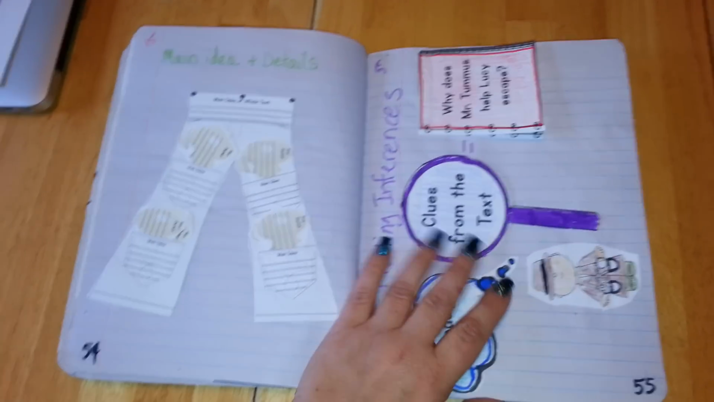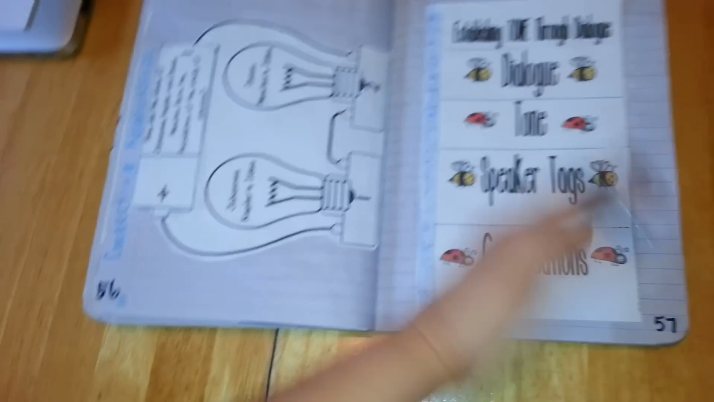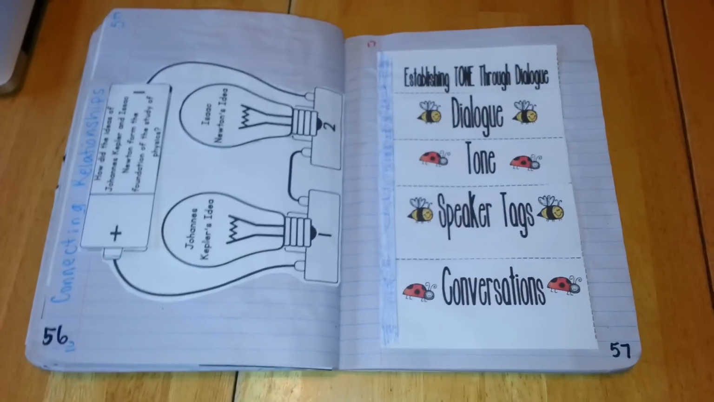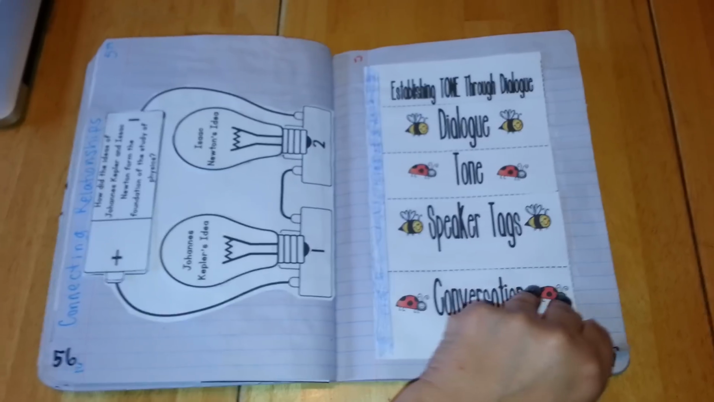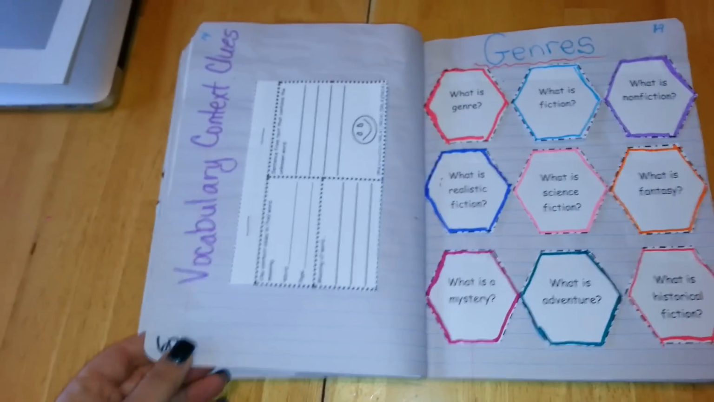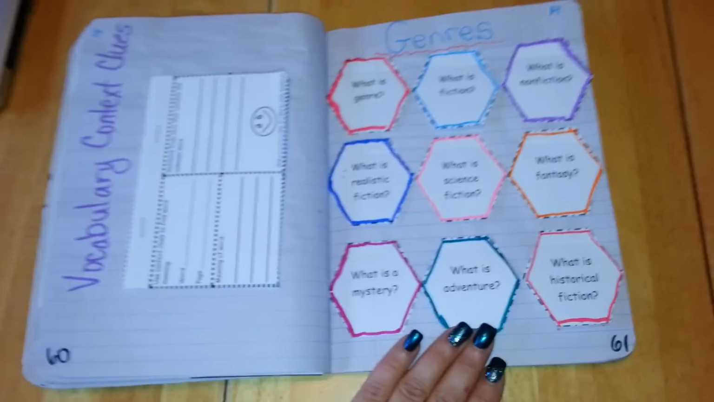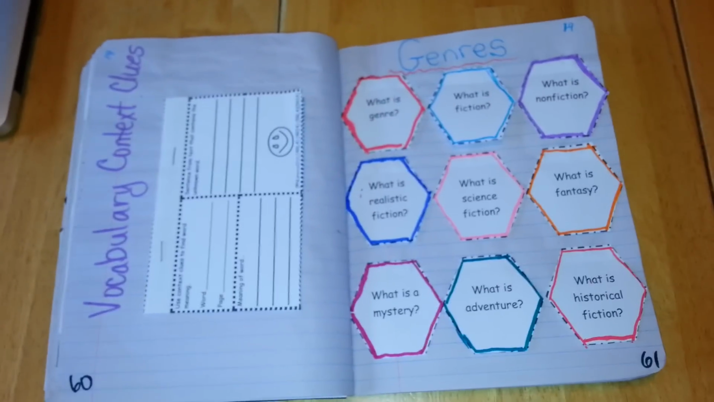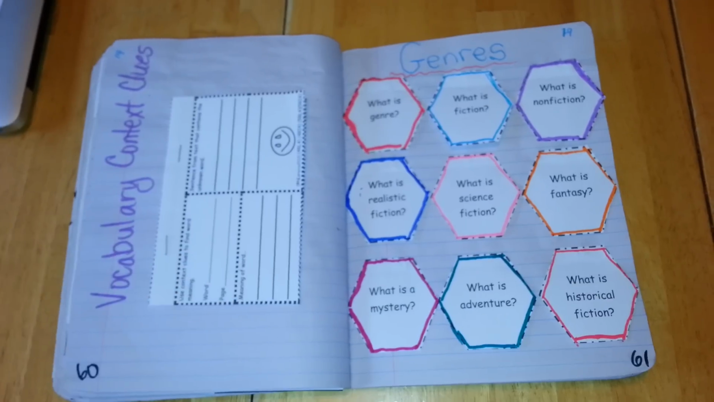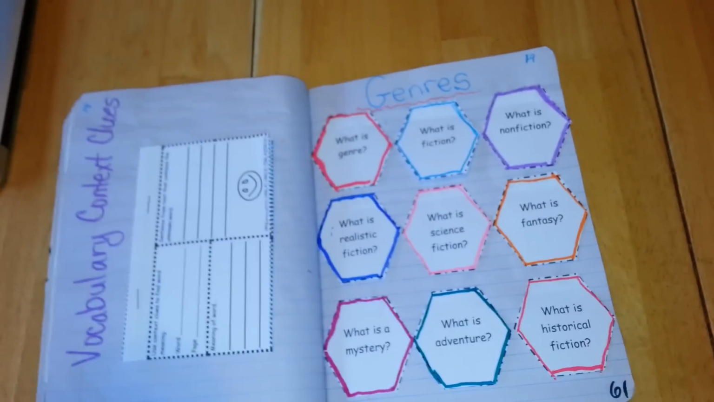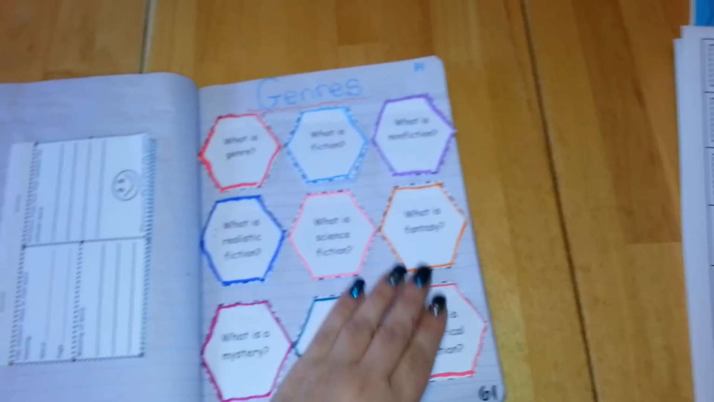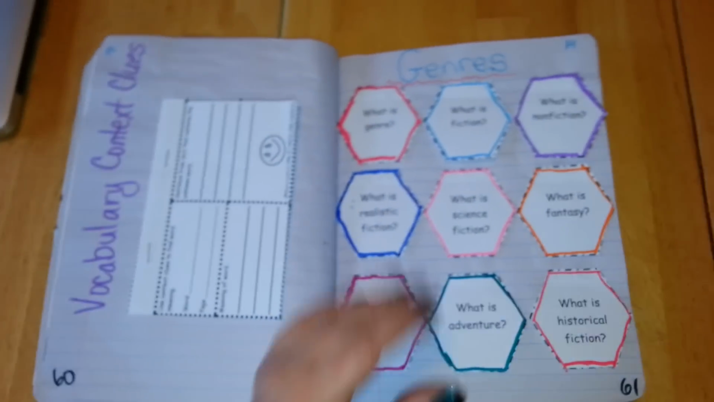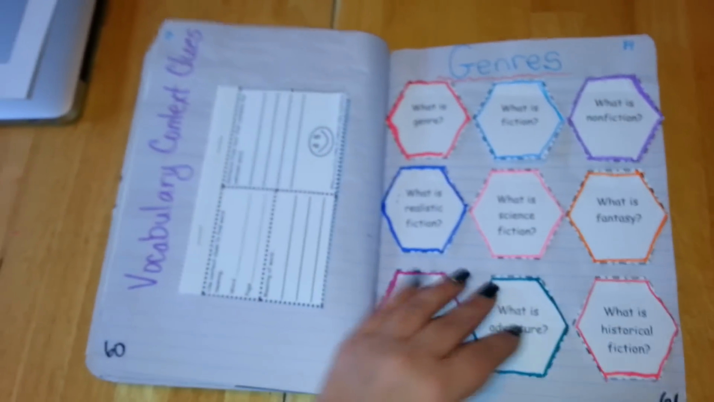Okay, now there are other ones. Establishing tone through dialogue, when you feel you need to teach that. We have genres, to be reminded, and underneath each flap they can explain what each type of genre is, like what science fiction is, what an adventure is, fantasy, when deciding on the genre for a particular piece. So this they can go back to as often as they need.